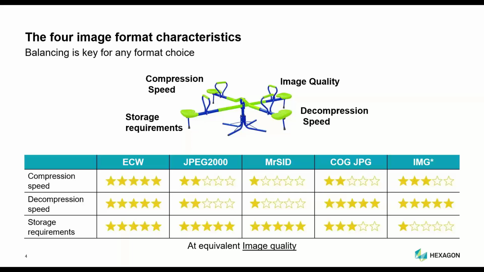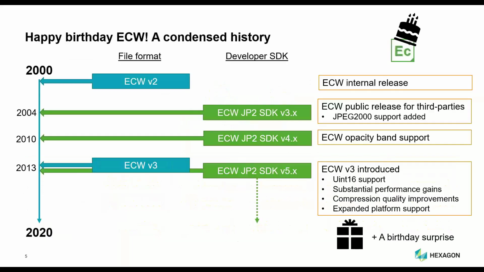So, happy birthday, ECW. ECW actually has an extensive history now spanning 20 years. We're in our 20th year from a public release perspective. From its first availability back in what was known as ER Mapper in the year 2000, all the way through to its current widespread use across Hexagon and the wider industry. It certainly has an intriguing origin story with a sprinkling of legal courtroom challenges and acquisitions into Hexagon.